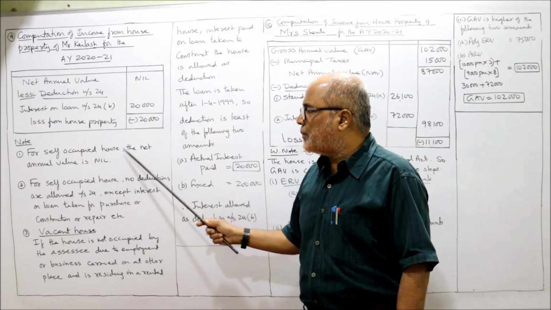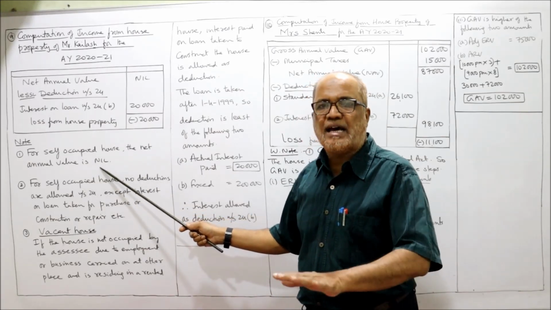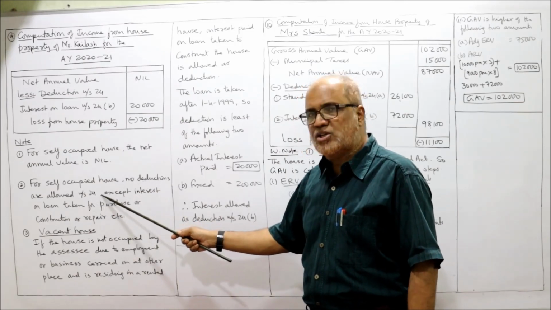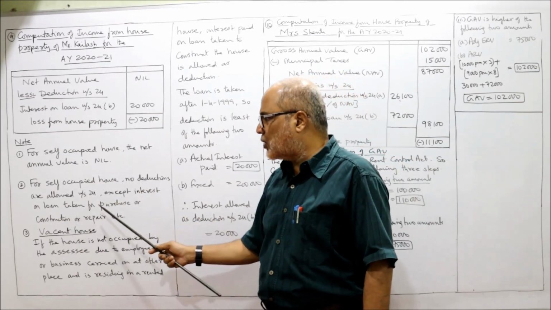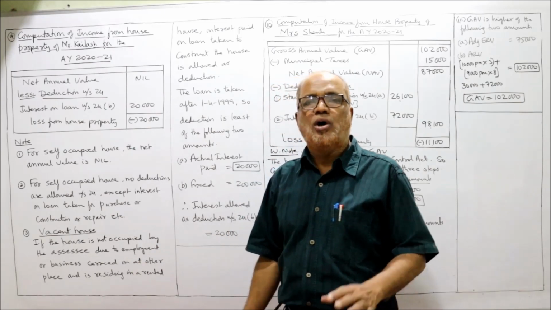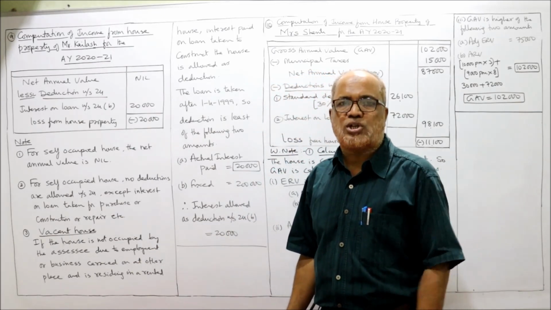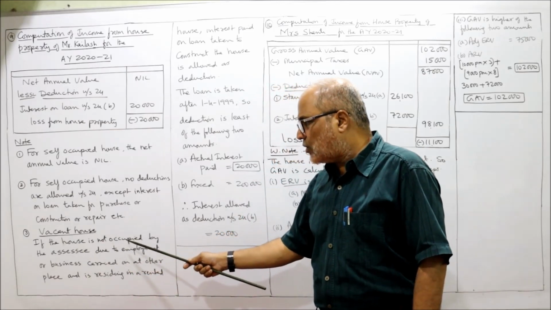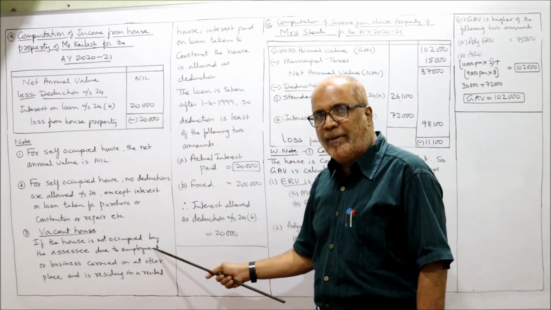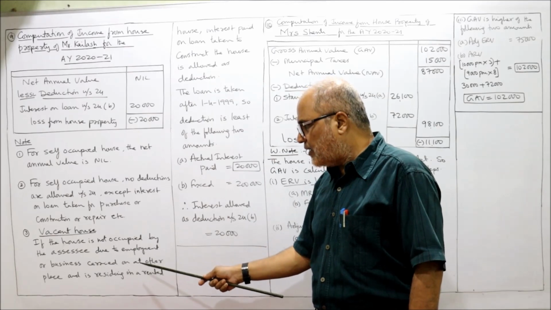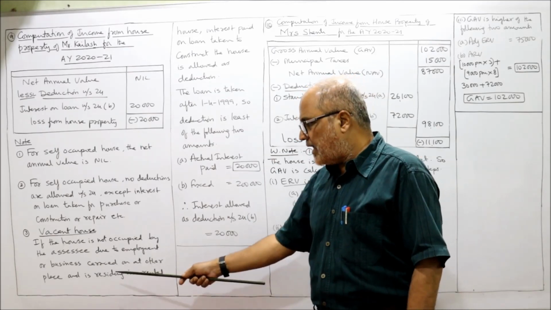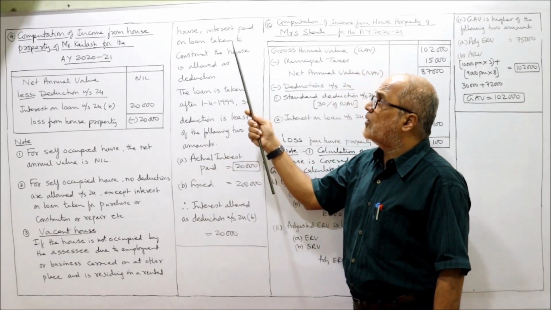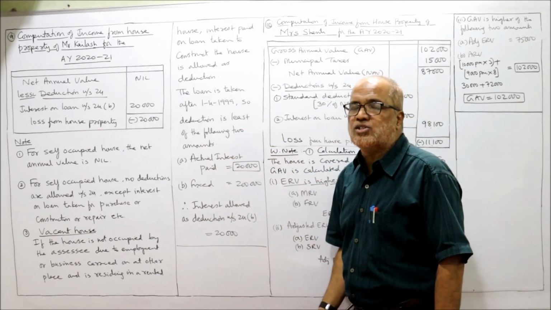Now for a self-occupied house the NAV is nil, net annual value is nil. For a self-occupied house, no deductions are allowed under section 24 except interest on loan taken for purchase, construction or repair or renovation or reconstruction, etc. Then vacant house: if the house is not occupied by the assessee due to employment or business carried on at another place and he is residing in a rented house, then interest paid on loan taken to construct the house will be allowed as deduction.